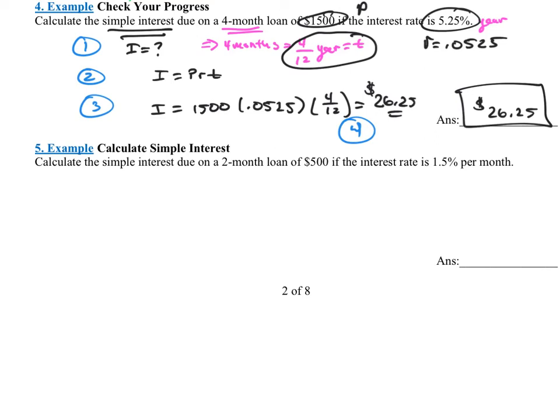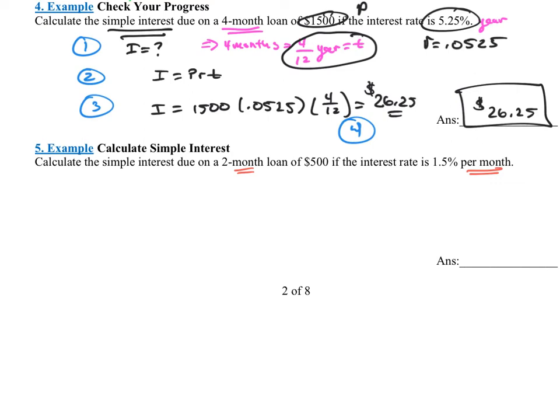I want you to be really careful on this again. I'm going to read it again. Calculate the simple interest on a 2-month loan. So this is in terms of months. I want to just emphasize that it's in terms of months, of $500 if the interest rate is 1.5% per month. So what do you notice about R and T now? Do we need to make T equal to 2/12?